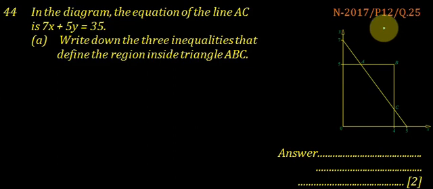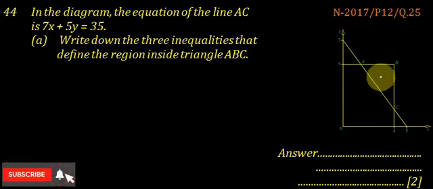Question number 25, paper 1, variant 2, November 2017. In the diagram, the equation of the line AC is 7x plus 5y is equal to 35. Write down the three inequalities that define the region inside triangle ABC. So ABC is the region inside the triangle, and we have to write three inequalities.